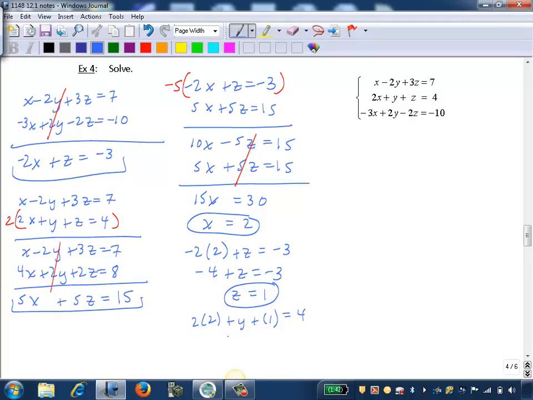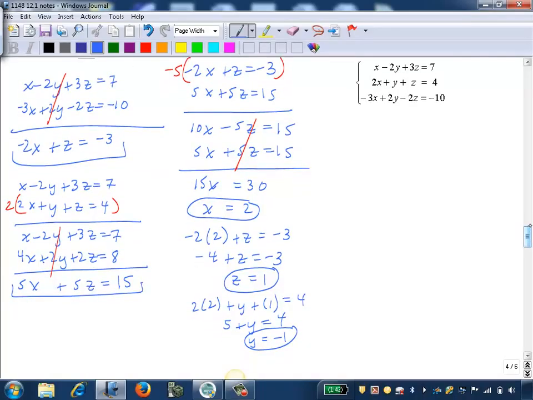So I'll get 5 plus y equals 4. And then subtract 5 from both sides to give me a y value of negative 1. So my ordered triplet, instead of ordered pair with the systems of two equations and two variables, we have an ordered triplet, x, y, z, and we'll put them in alphabetical order in parentheses. So we'll have our 2, comma, negative 1, comma, 1 as our solution.